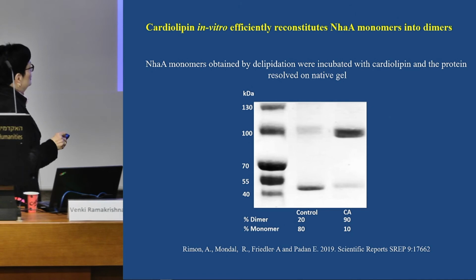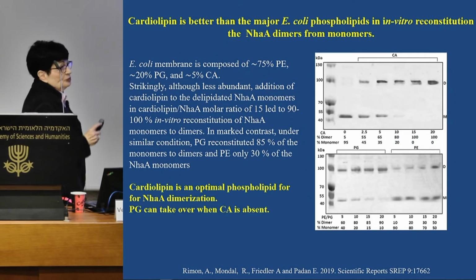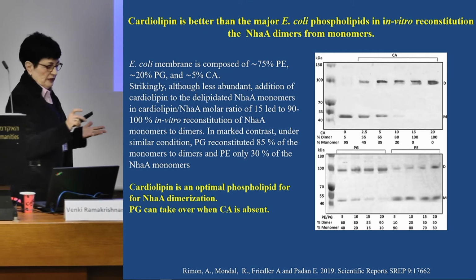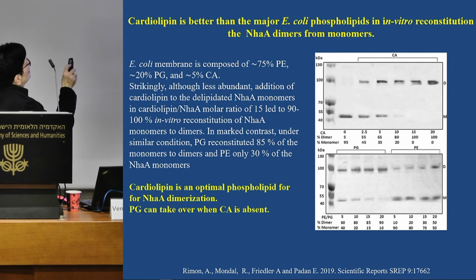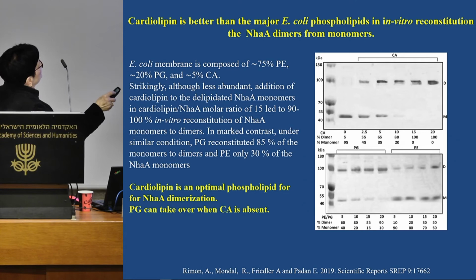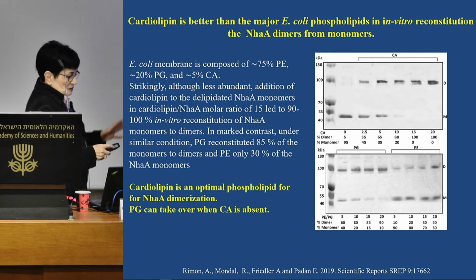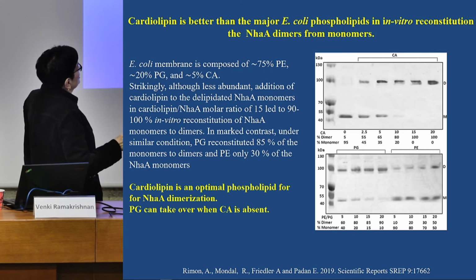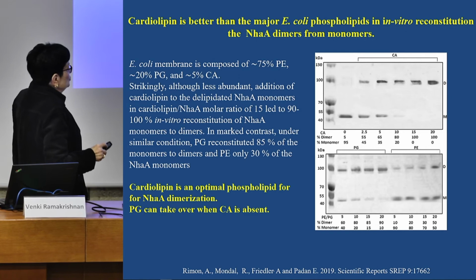But you know that E. coli has not only cardiolipin. Cardiolipin actually is the least abundant phospholipid of E. coli. The other one is phosphatidylglycerol, 20%, and phosphatidylethanolamine, 75%. So obviously we compared it again by the reconstitution. But you see immediately that cardiolipin is the optimal one. PG can also do it, but much less efficiently. And PE, which is the major phospholipid, doesn't do it.